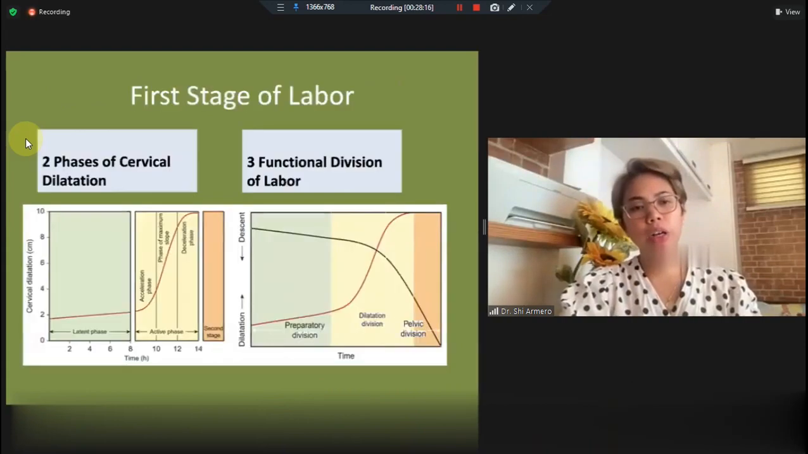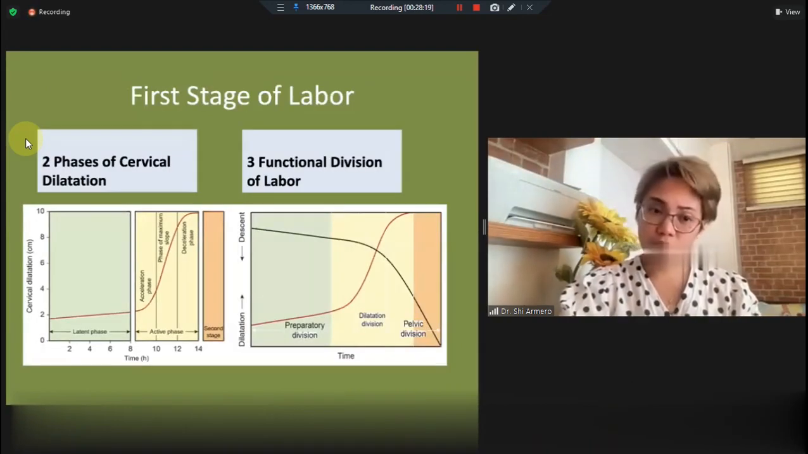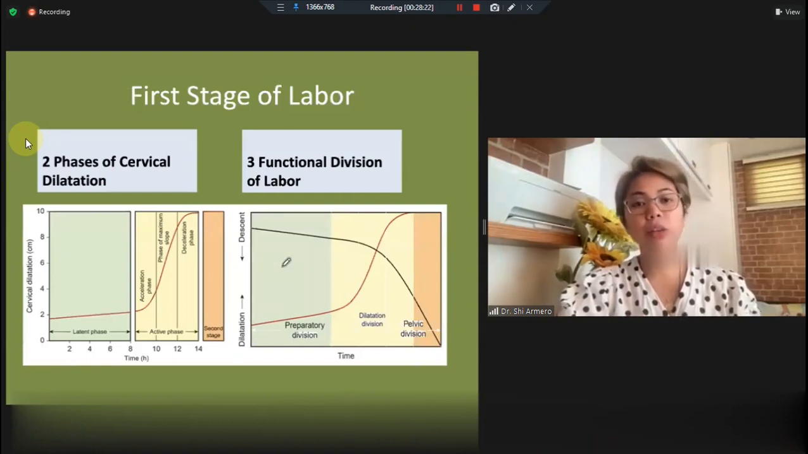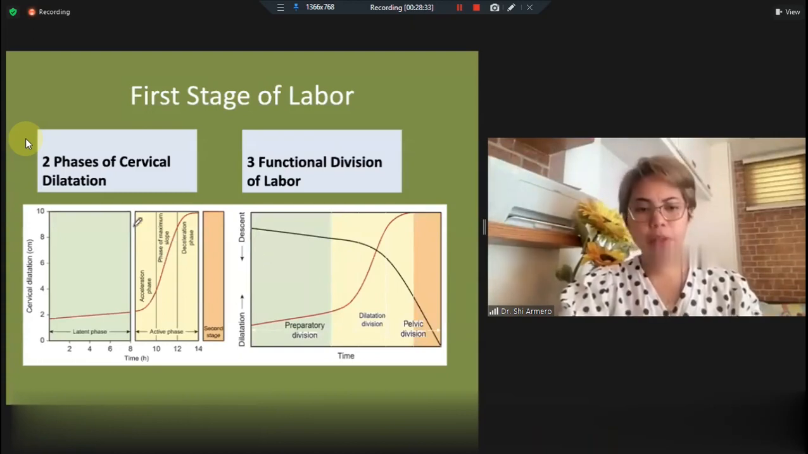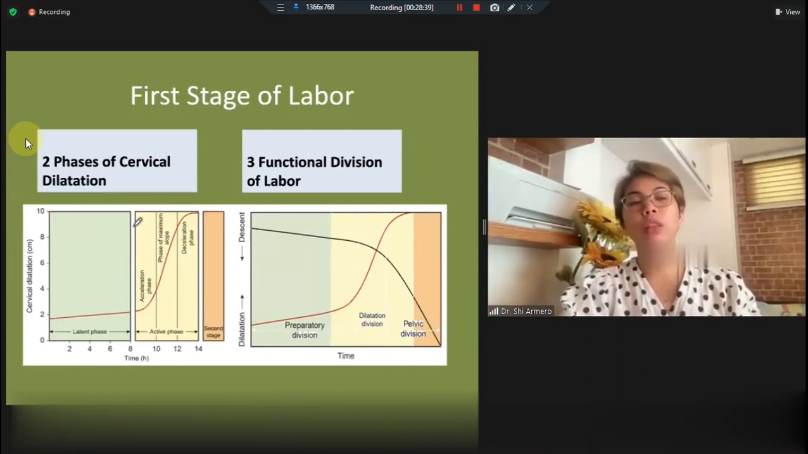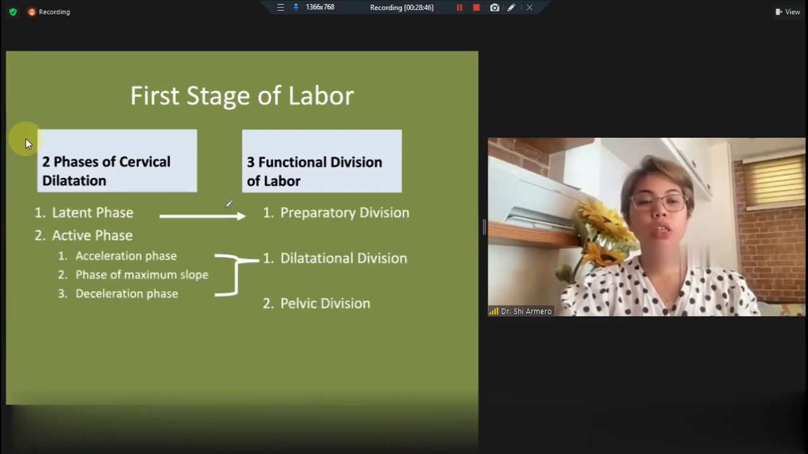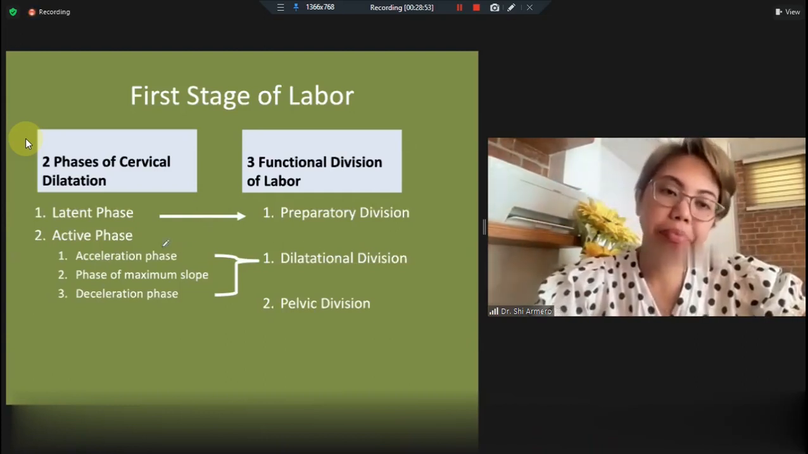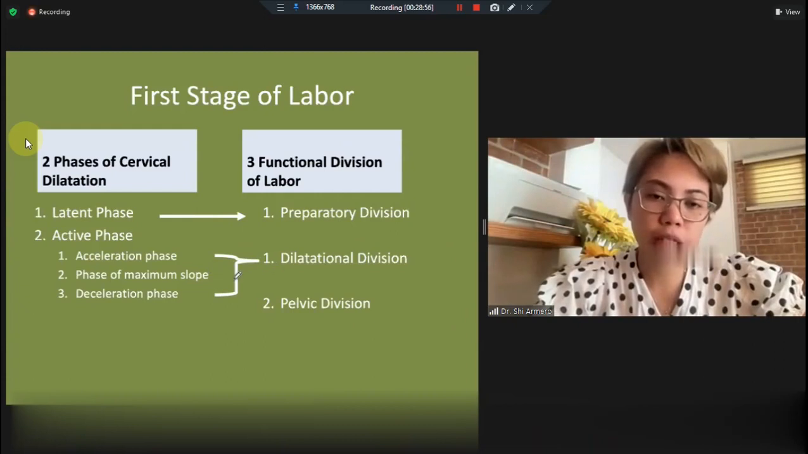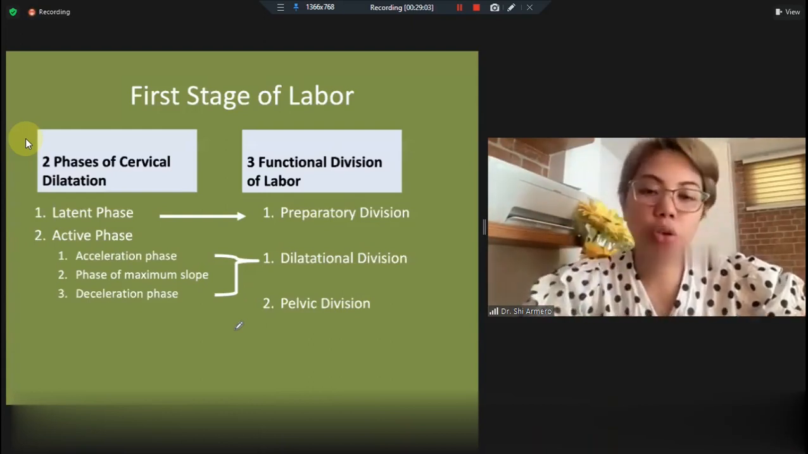So, stages of labor. First stage of labor, well, there are 2 phases of cervical dilatation, the latent and the active. Then there are 3 functional divisions: preparatory, dilatational, and pelvic. But they are the same, as you can see, they have similar colors, just different names. So anyway, if you are asked, there are only 2 phases of cervical dilatation, but as functional divisions, there are three: preparatory, dilatational, and pelvic division. So these are the corresponding phases to the divisions. Latent is the preparatory division. Active phase has the acceleration phase, phase of maximum slope (dilatational), and deceleration phase. And then the deceleration belongs to the pelvic division.